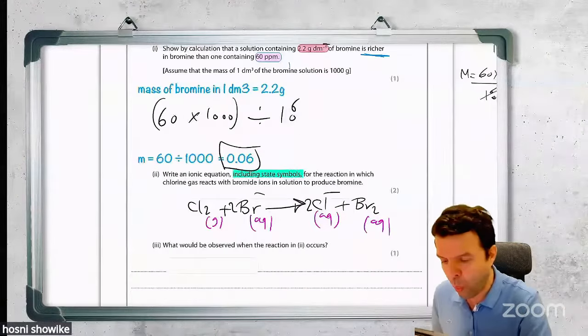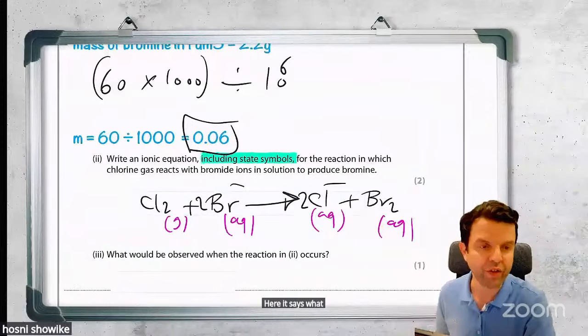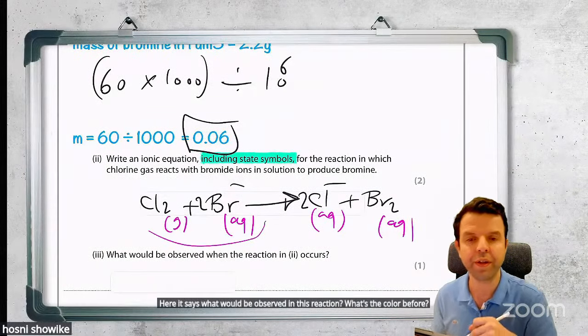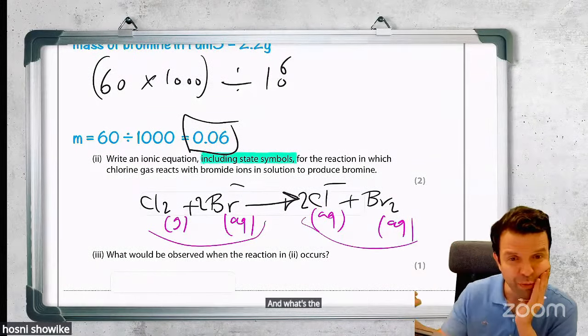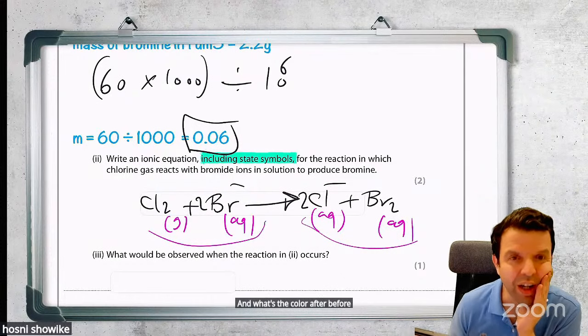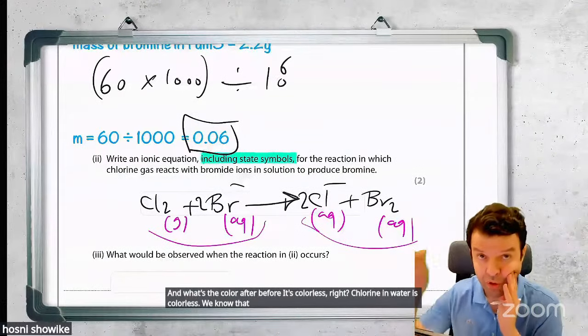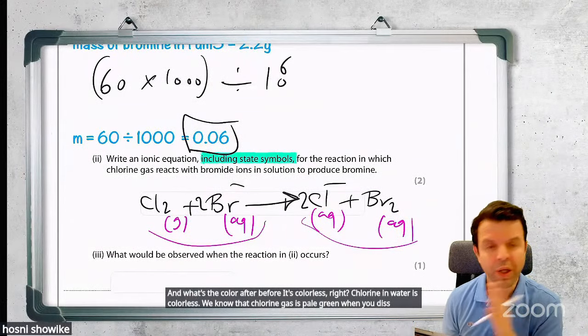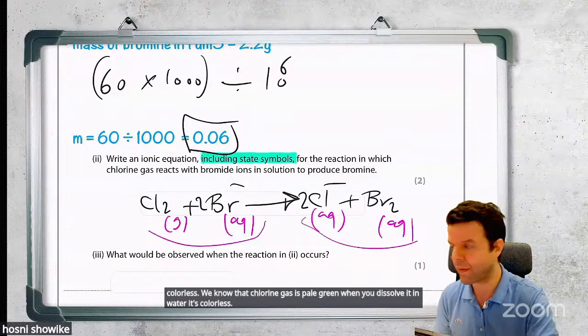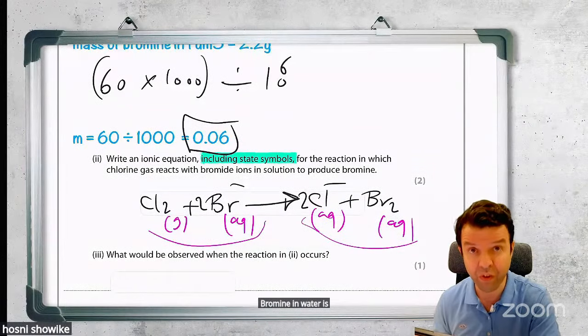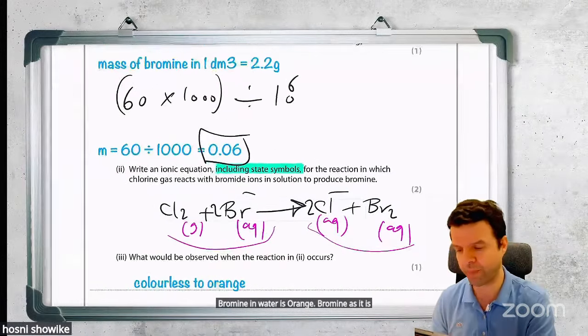Here it says, what would be observed in this reaction? What's the color before? And what's the color after? Before, it's colorless, right? Chlorine in water is colorless. We know that. Chlorine gas is pale green. When you dissolve it in water, it's colorless. Bromine in water is orange. Bromine, as it is, is brown. In water it is orange.